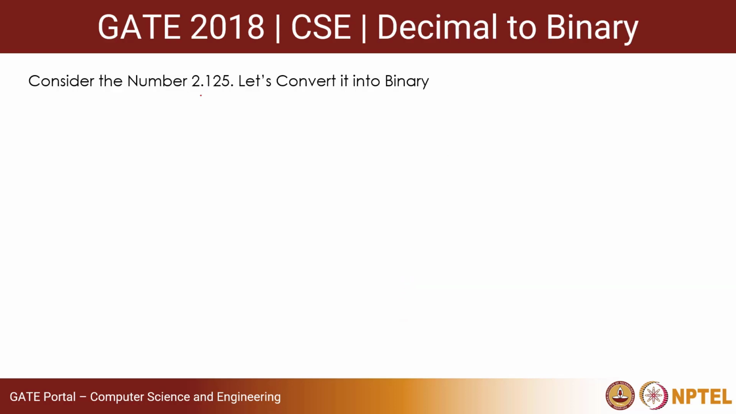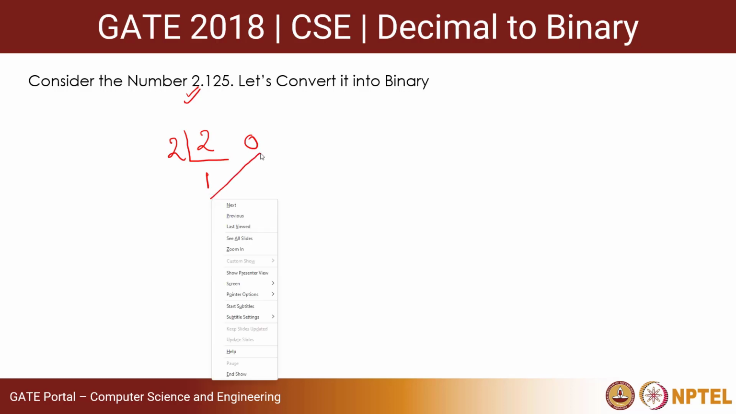Now let us convert a decimal number into binary. Let us only focus on the integer part first. To convert 2, we do repeated integer division by 2. If we divide by 2, it is 1, remainder is 0. Once we reach 1, we stop the algorithm and we read the numbers from bottom to top. So for 2 it is 1, 0.